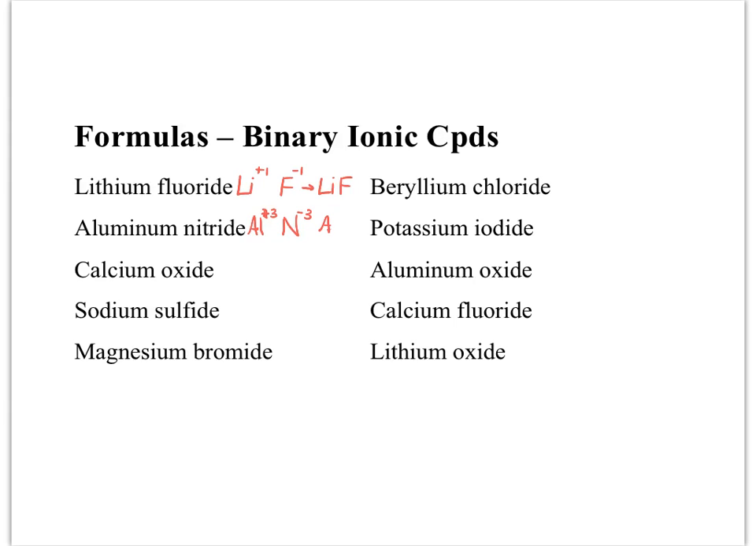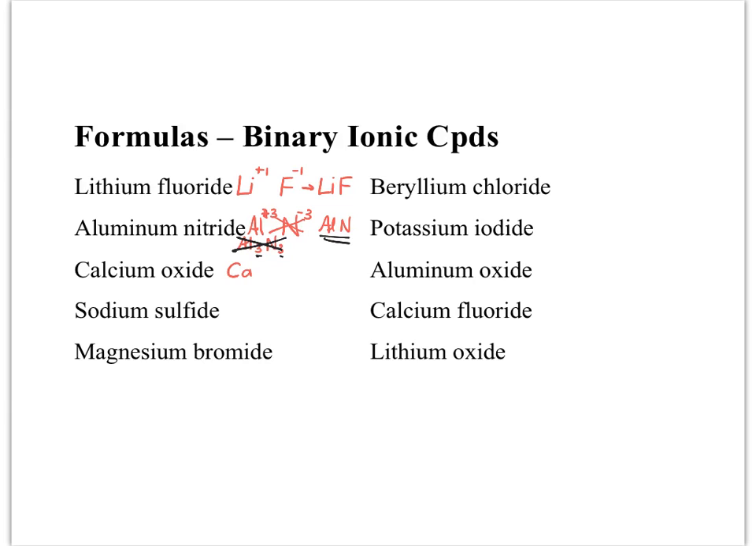It would just be AlN. Now, side note, if you did crisscross and you got Al3N3, you cannot leave it like that. You would have to reduce those subscripts down to their lowest ratio, which is the 1-to-1 ratio. So it's correct as AlN. Al3N3 is not correct.